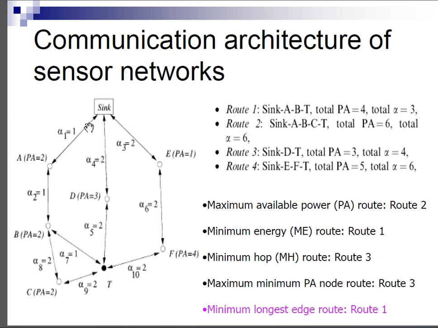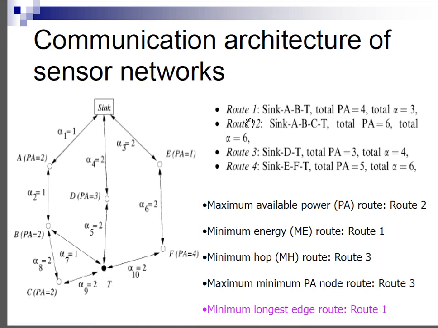Route number 2 is sink, A, B, C, then T. Route 3 is sink, D, T. Another route, route number 4, is sink, E, F, T. So here we have 4 possible routes from the sink to T.